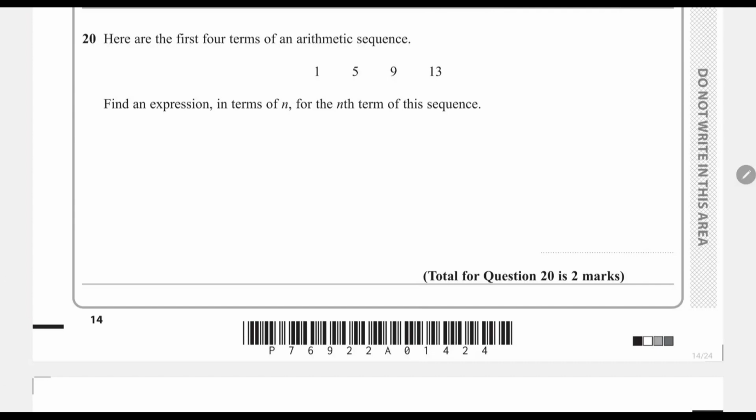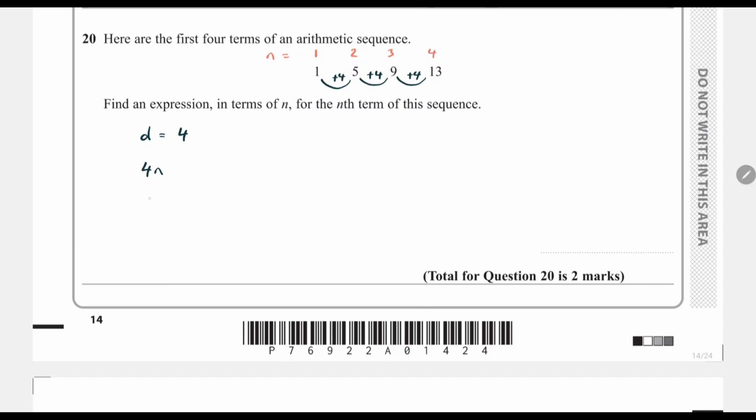Question 20 says, here are the first 4 terms of an arithmetic sequence: 1, 5, 9, and 13. Find an expression in terms of n for the nth term of this sequence. So let's number our terms. We've got term 1, term 2, term 3, and term 4, and these are what n are. So we ask ourselves, what is the difference between 1 and 5, which is plus 4, 5 and 9 is also plus 4, and 9 and 13 is also plus 4. And so the difference between each term is 4. And so we're going to multiply n by 4 to make the first part of our expression.